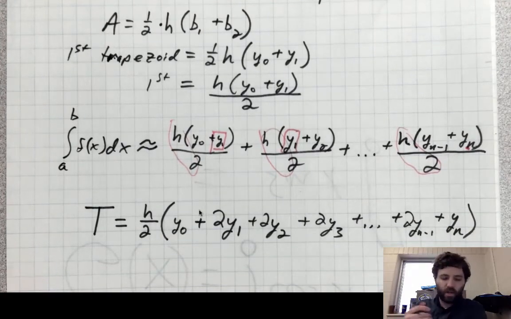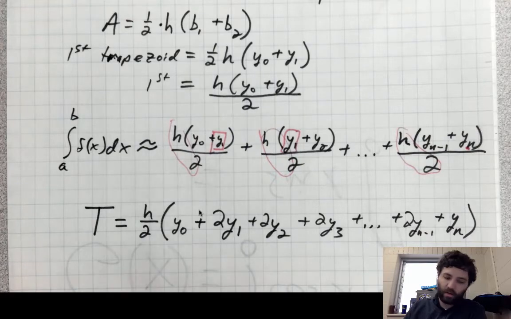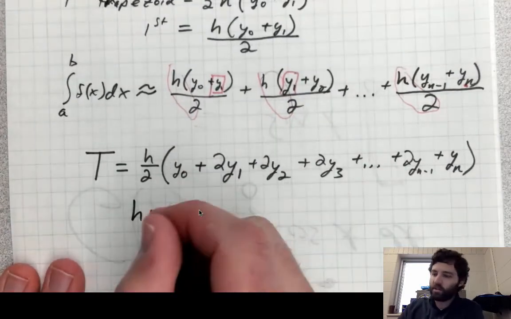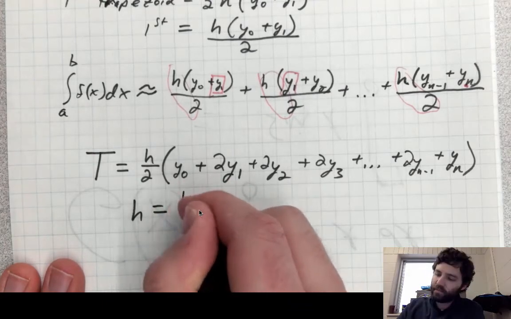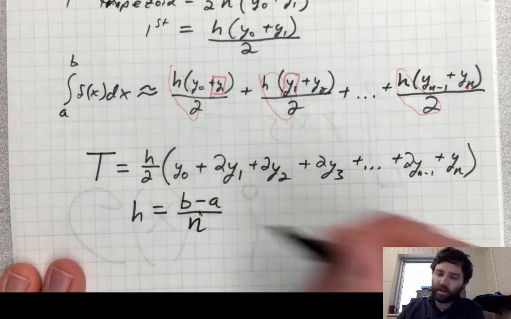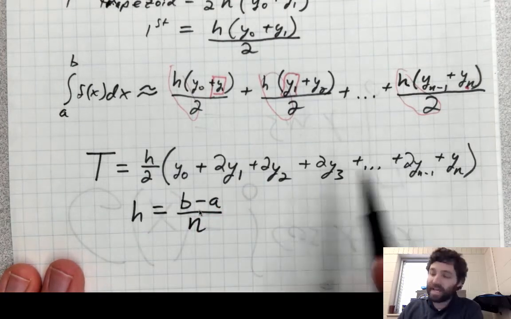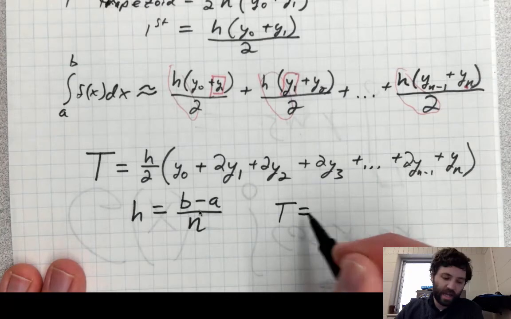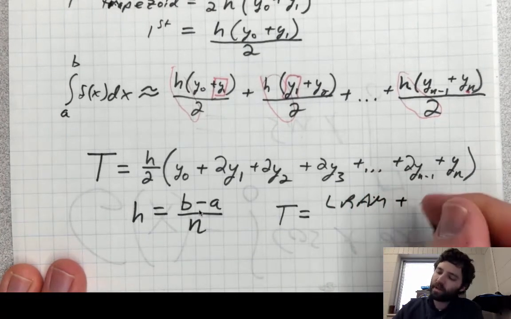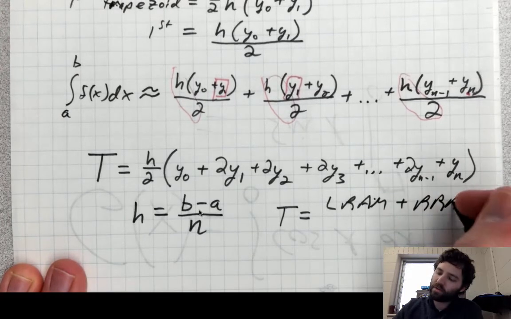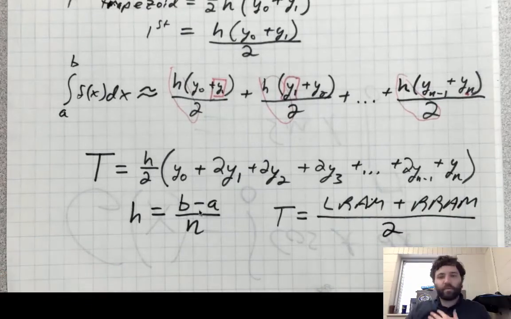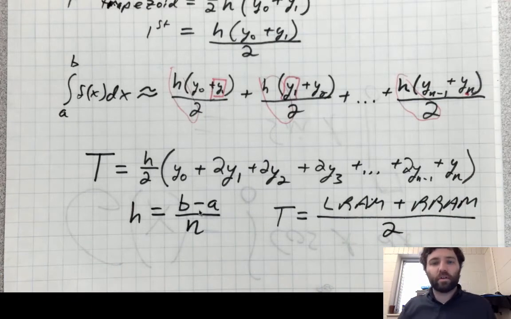A couple things you should remember here. So h, this number is really important. h is equal to b minus a, that's the length of the interval, divided by the number of subintervals, so divided by n. And then the last thing, it turns out that trapezoids are the average of LRAM and RRAM. So if you were to take those two and average them out, so add them up and divide by 2, that would yield trapezoids.